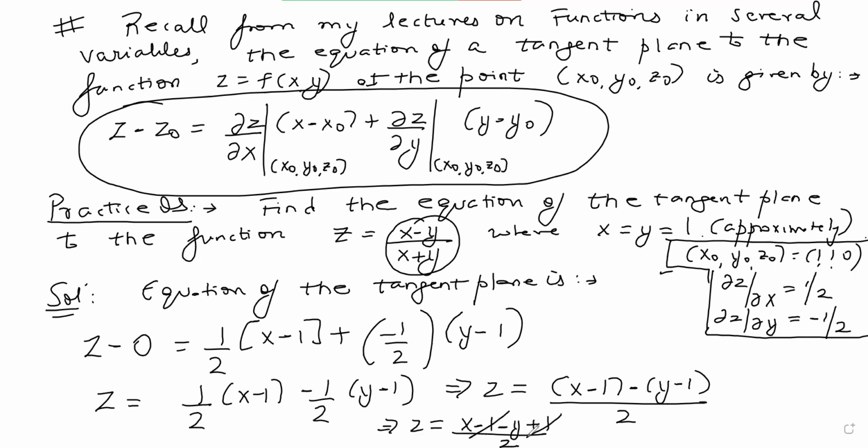Minus 1 and plus 1 cancel out. The equation of the tangent plane and the final answer for this question is z is equal to (x minus y) over 2. This is the equation of the tangent plane. So I hope all students attending this lecture have understood how we have solved this particular problem.